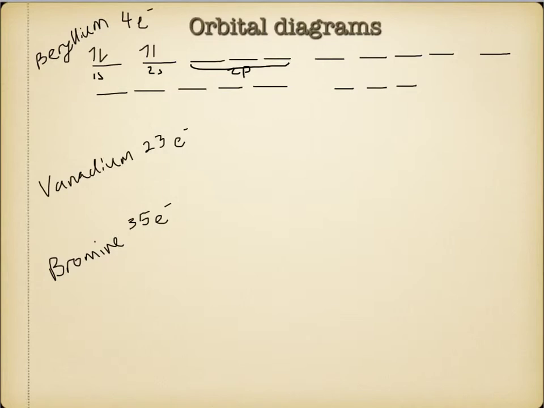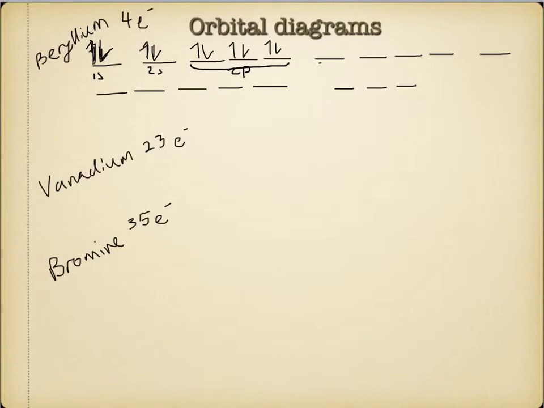So let's count them. 23. So 1s, up and down, up spin and down spin, according to the Pauli exclusion principle. Up spin and down spin on the 2s. This one fills all up first and then fills down. Okay, so let's count and see where we're at. 2, 4, 10. So we still need 13 more for vanadium.